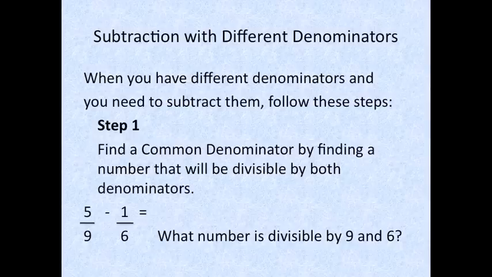When you have different denominators and you need to subtract them, follow these steps. Step 1. Find a common denominator by finding a number that will be divisible by both denominators. So in this case, you have the following subtraction: 5/9 minus 1/6. First, you need to find what the common denominator is. So what number is divisible by 9 and 6?